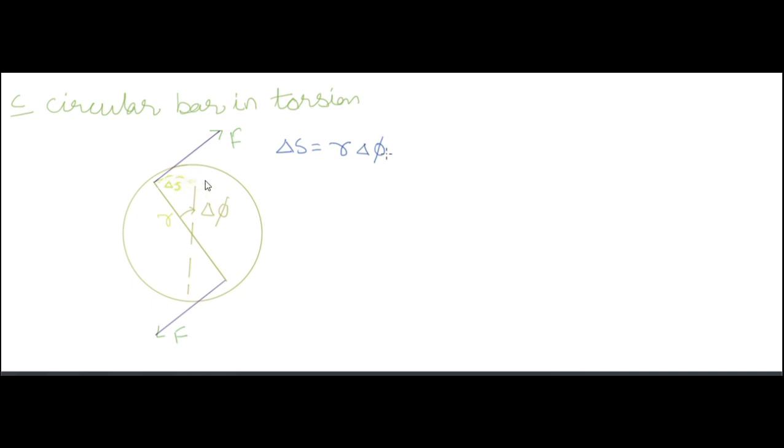So delta S is the shear length. Now delta S is equal to R delta phi, where R is the radius up to the point at which F is acting. Or you may say radius of curvature, but it's the radius up to which F is acting. So delta S is equal to R delta phi.